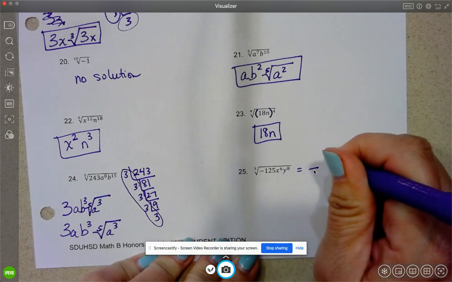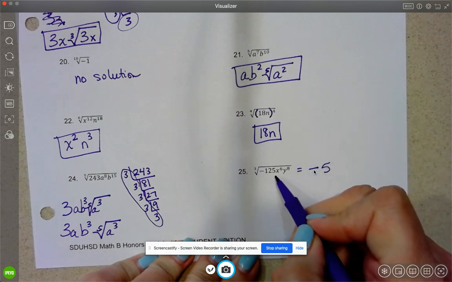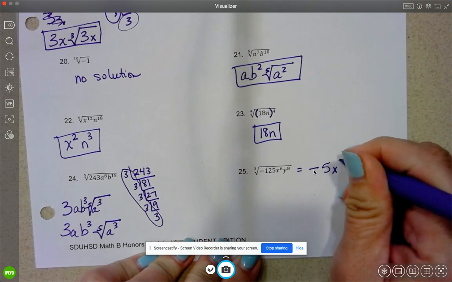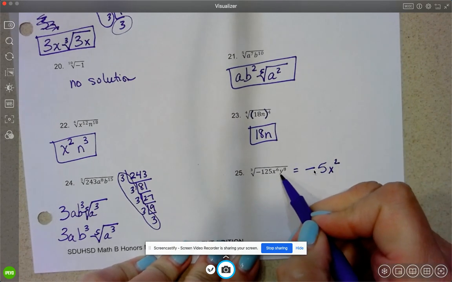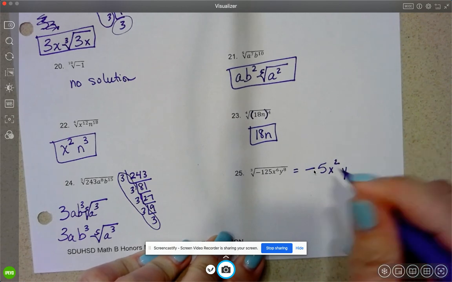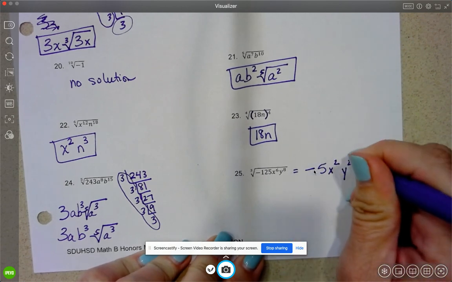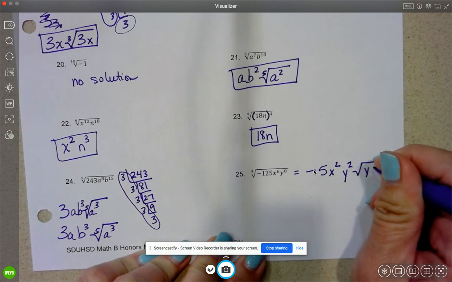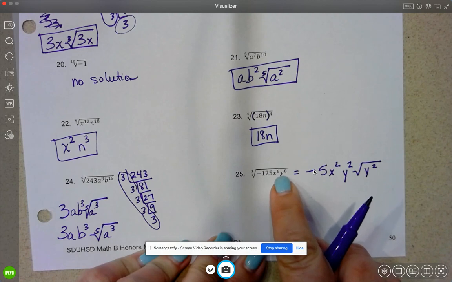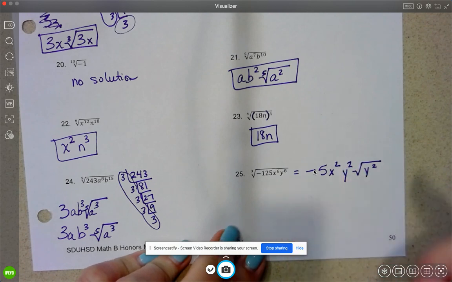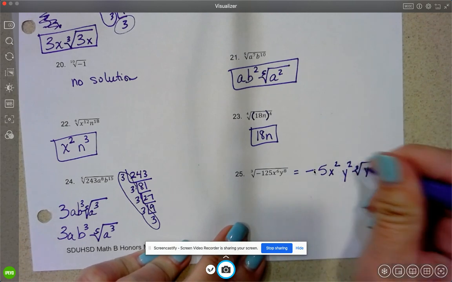And how many groups of 3 x's can I take out of 6? Oh, I can take 2 of them out. How many groups of 3 y's can I take out of 8? Well, I can take 2 groups, but I'm going to still have 2 left over in here. So y squared, right? Because I can split it up into y to the 6th, divided by 3, I have 2, and then I have 2 left over. But I don't want to forget this little 3 as my index.